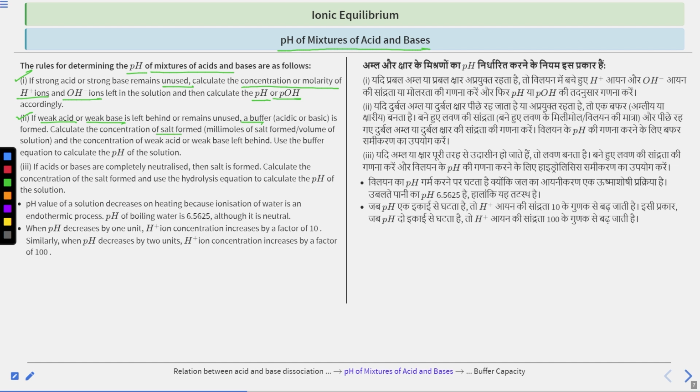Calculate the concentration of salt formed, millimoles of salt formed per volume of solution, and the concentration of weak acid or weak base left behind. So we have to calculate the concentration of two things: first, the salt formed, and second, the weak acid or weak base left behind in the solution, and use the buffer equation to calculate the pH of the solution. This is the way through which we can use the concentrations of salt and weak acid or weak base left behind to calculate the pH of that particular solution.